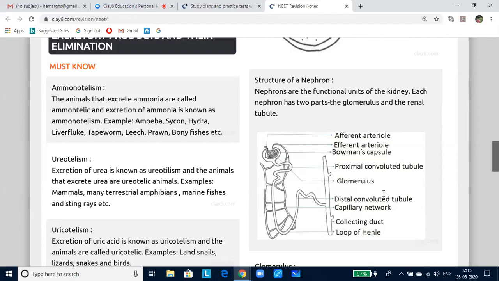Now you look at the ureters. Two narrow tubes arising from the hilum are called ureters. Each is about 30 centimeters in length and these bring the urine downwards and open into the urinary bladder.